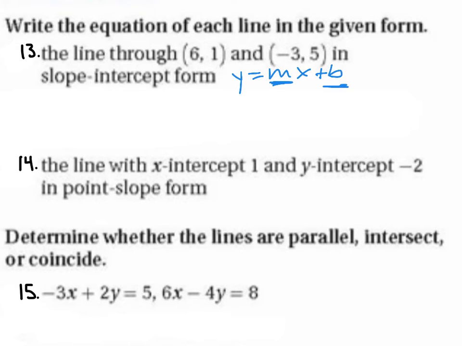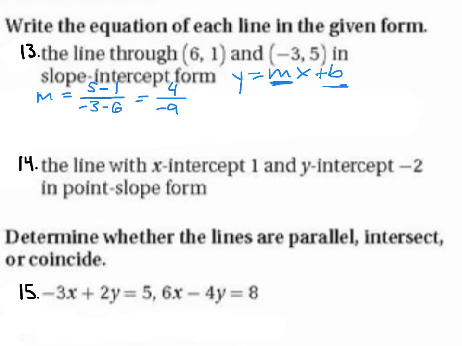So how do we find m? We find the slope. So what's our y2? 5, minus our y1, so 1, and our x2, negative 3, minus x1, 6. So we have 4 over negative 9. So that's going to be our m.